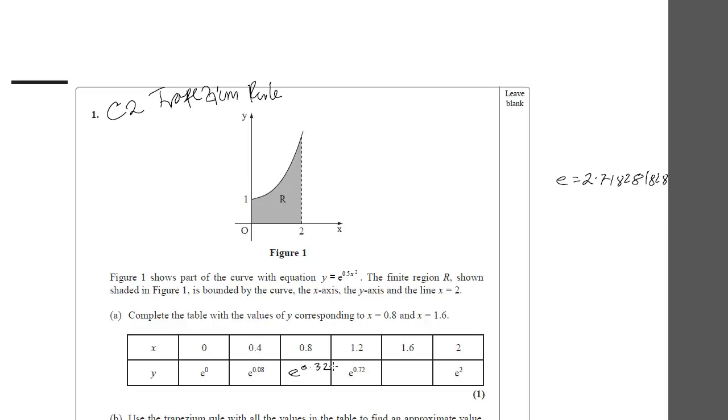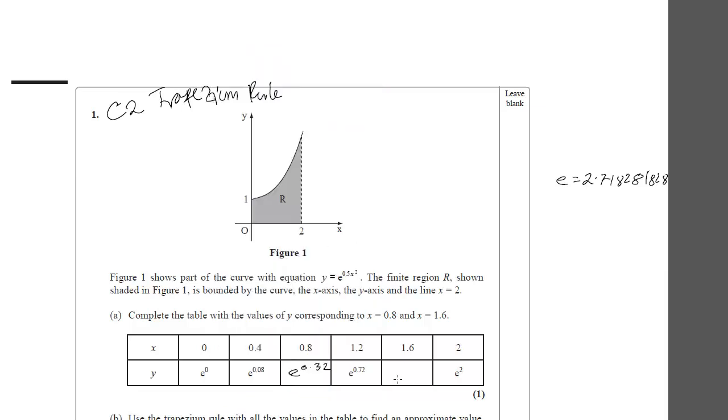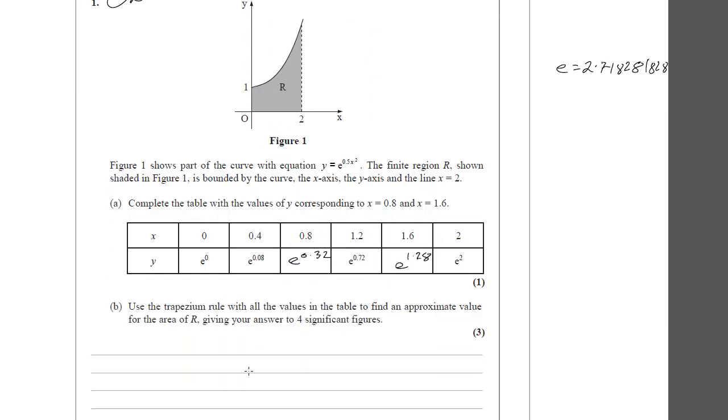The next one that we have is 1.6. So that means 0.5 into 1.6 squared. That is 1.28. So we can write e to the power 1.28. Now in question number B, we have to use the trapezium rule.